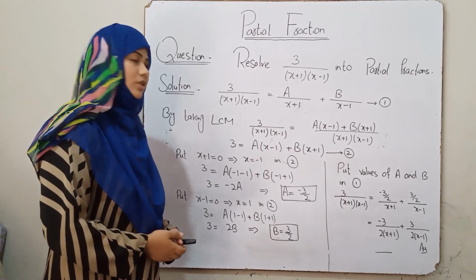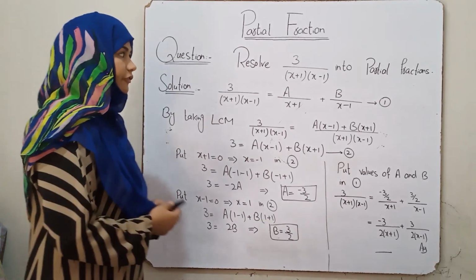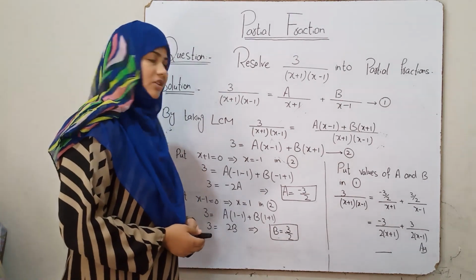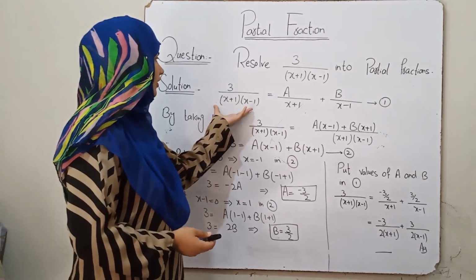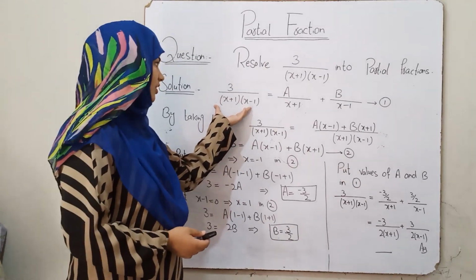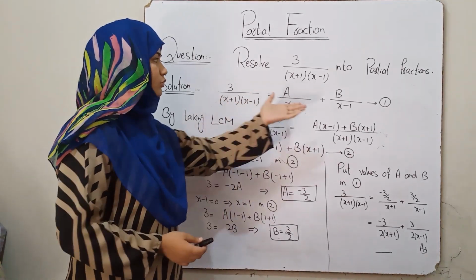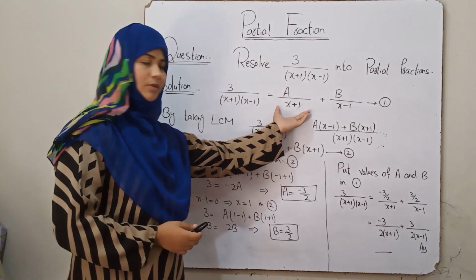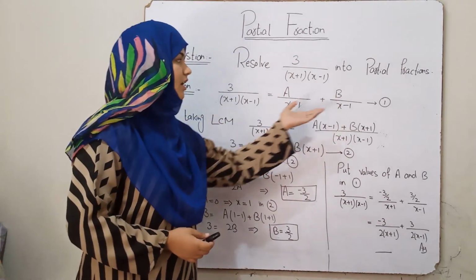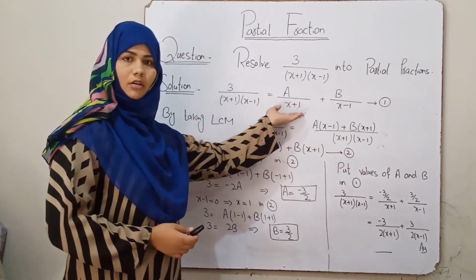Now we are going to learn how to resolve a fraction into partial fractions. Here we have a proper fraction 3 over x plus 1 into x minus 1. We can decompose this fraction into 2 partial fractions a over x plus 1 plus b over x minus 1. That is our equation number 1.